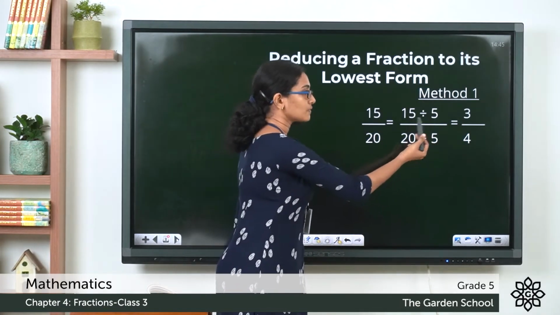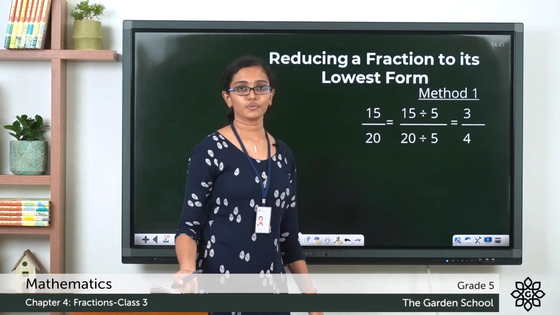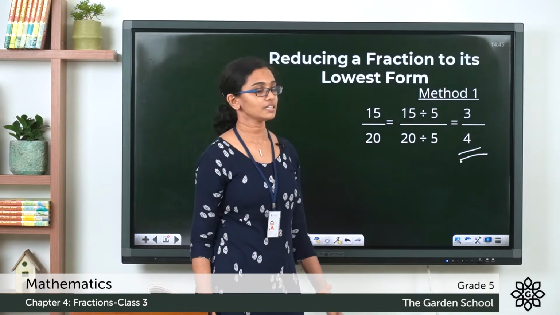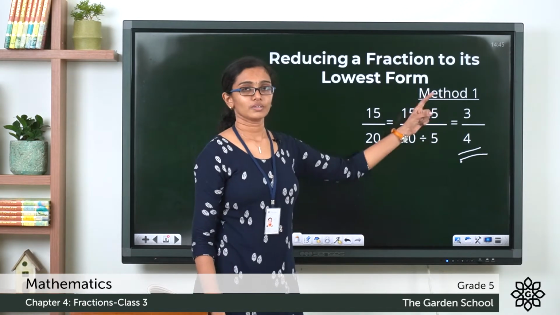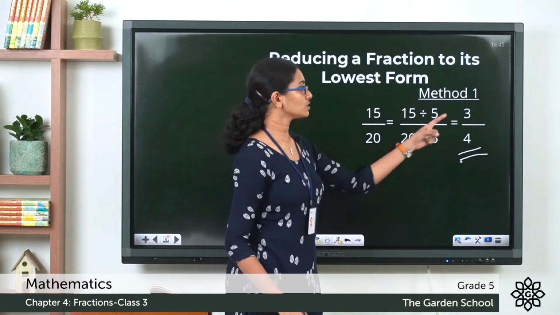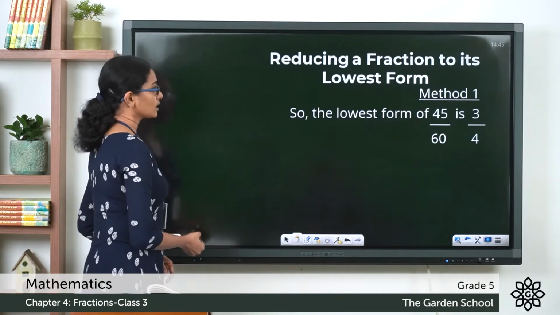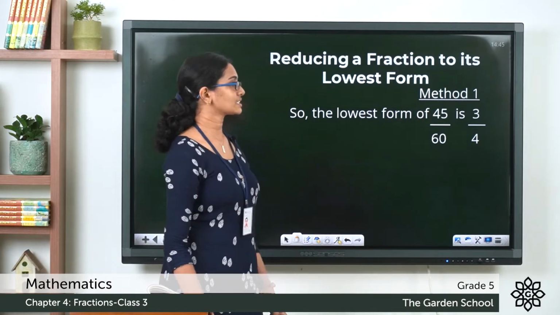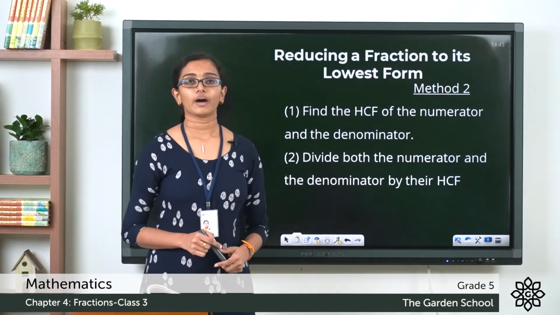What do we get? 15 by 5 is equal to 3. 20 by 5 is equal to 4. Now look at these numbers: the numerator here is 3, the denominator is 4. Do they have any common factors other than 1? No, right? So this fraction 3 by 4 is the lowest form of the given fraction 45 by 60. Clear? Now that was method 1.